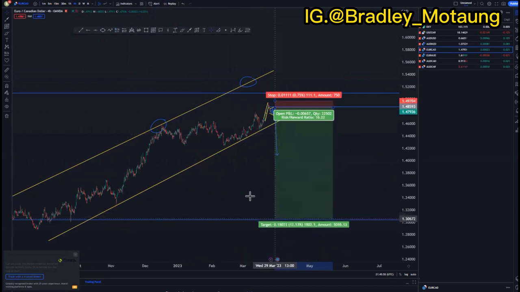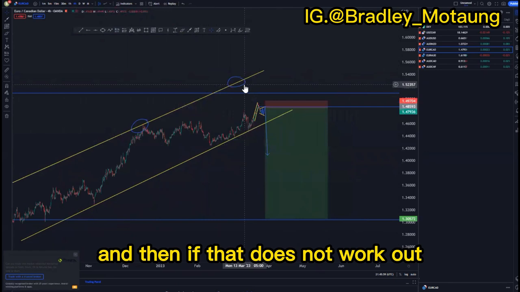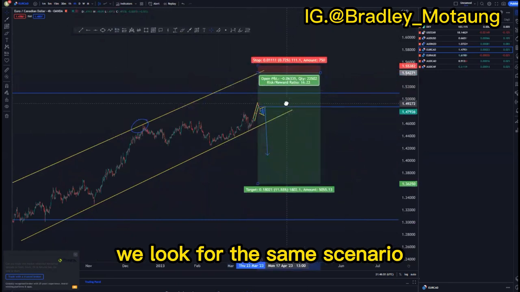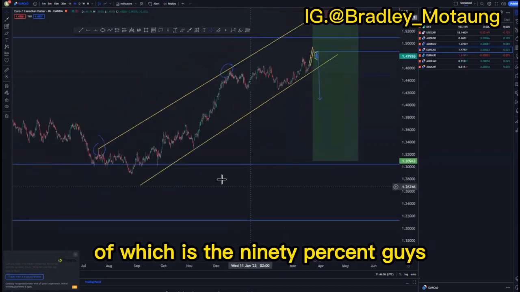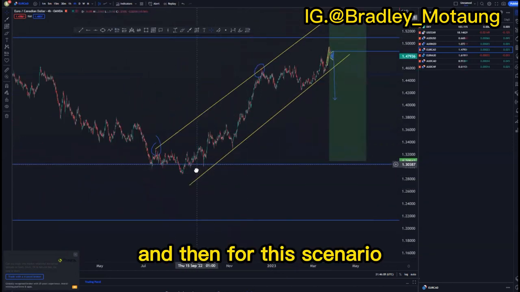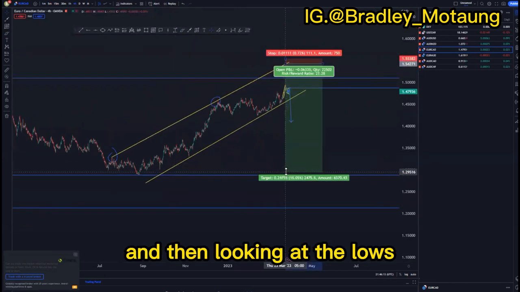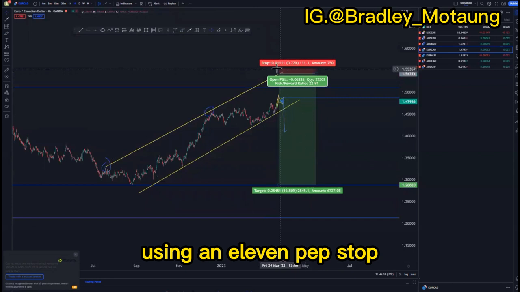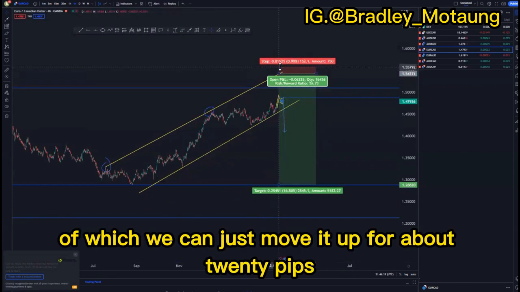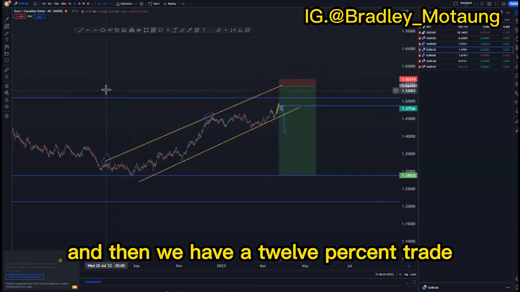And then the lows, as you all know, for about 16%. And if that does not work out, we look for the same scenario at the top of the structure, and then we target the same areas, of which is the 90%, guys. For this scenario, the 90% should be this area here. Looking at the lows, we have 22% using an 11 pip stop, of which we can just move it up for about 20 pips, which is okay. And then we have a 12% trade.